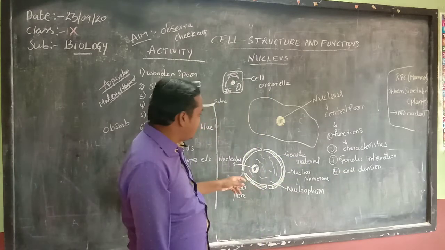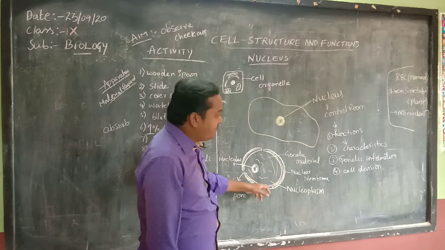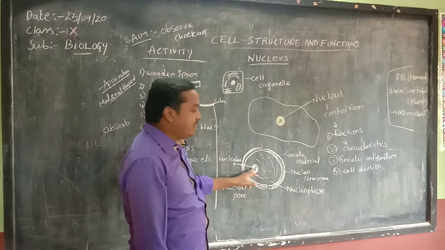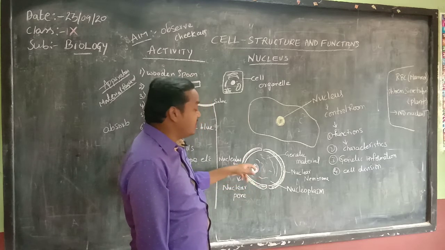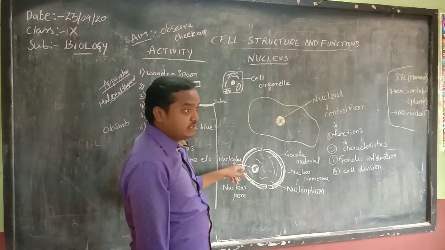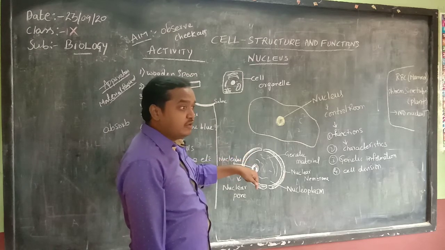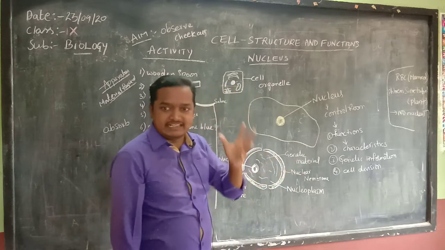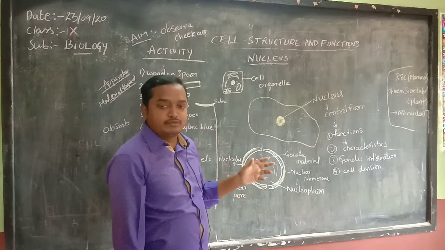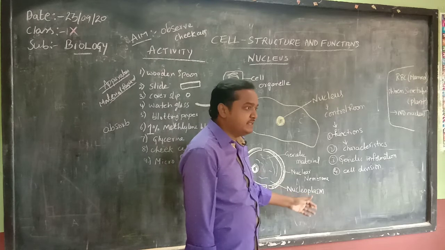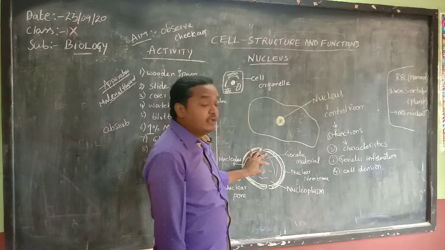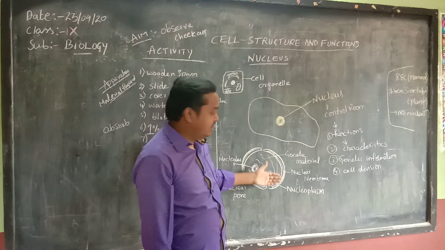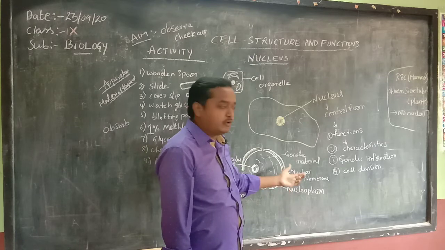So the parts of the nucleus are the nuclear envelope or nuclear membrane, and the holes which are there here and there are called nuclear pores. The dark colour structure inside the nucleus is called the nucleolus. Genetic material is nothing but thread or hair-like structures, which contain DNA, genes, chromosomes. Nucleoplasm means the liquid present inside the nucleus. Plasma means liquid material.